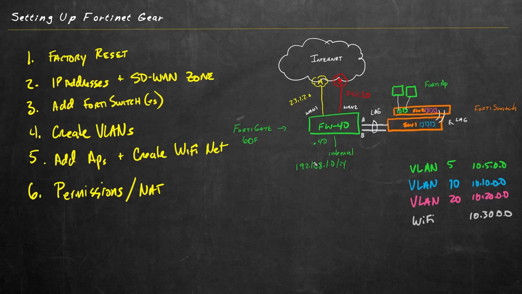The other option is we could do centralized source NAT. In that case, we'd have to do a separate policy just for the NAT. But I'm going to go ahead and use the default where we set up the permissions and the NAT both as part of the firewall policy.